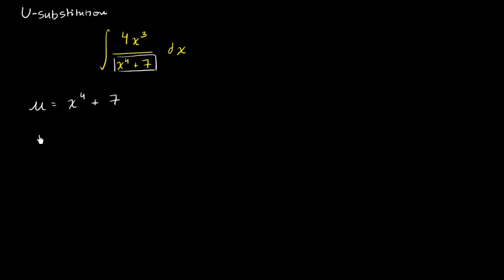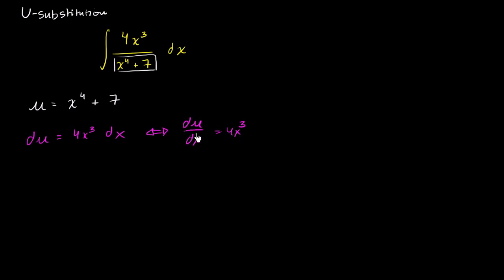Now, what is du going to be equal to? Du, I will do it in magenta. Well, it's just going to be the derivative of x to the fourth plus 7 with respect to x. So 4x to the third plus 0 times dx. I wrote it in differential form, but it's a completely equivalent statement to saying that du, the derivative of u with respect to x, is equal to 4x to the third power.